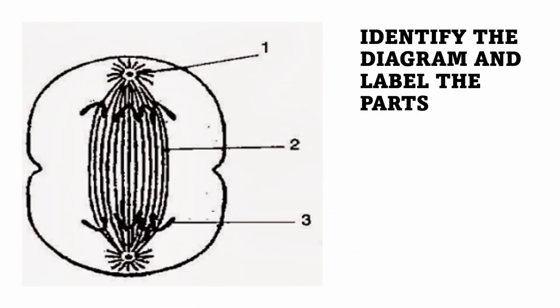Identify the diagram and label the parts. Yes, which phase is this? How to identify this diagram? Here you can see sister chromatids move towards the pole. Then this phase is anaphase. Then label the parts. First one, aster. Then second one, spindle fibers. Third one, chromatid.